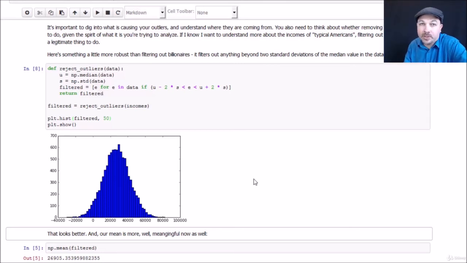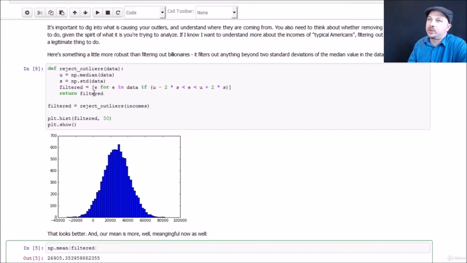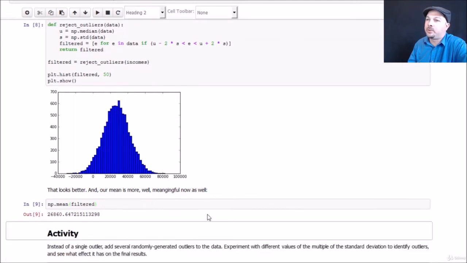Remember, always do this in a principled manner. Don't just throw out outliers because they're inconvenient. Understand where they're coming from and how they actually affect the thing you're trying to measure in spirit. By the way, our mean is also much more meaningful now, much closer to the 27,000 that it should be now that we've gotten rid of that outlier.